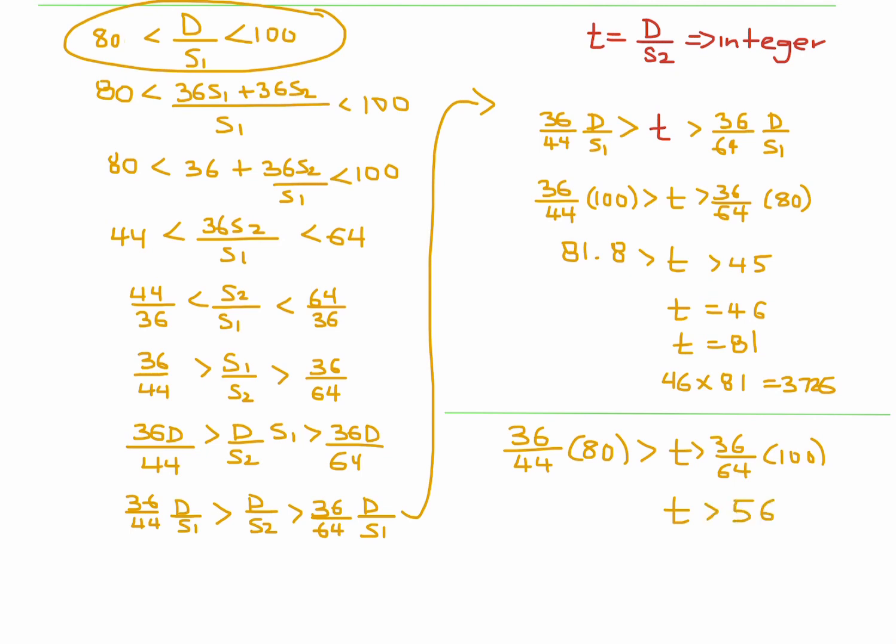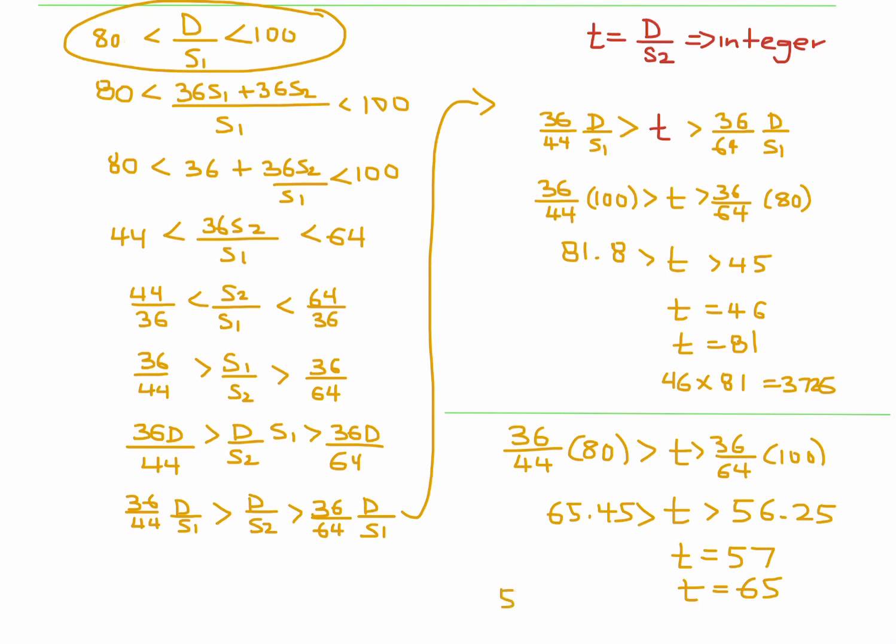56.25 and 65.45. So this means that the smallest that t can be in terms of an integer, because remember, it's an integer, is 56, or 57 actually. And the largest it can be is 65.